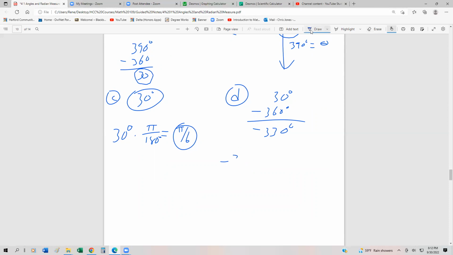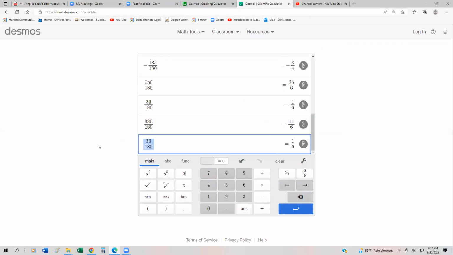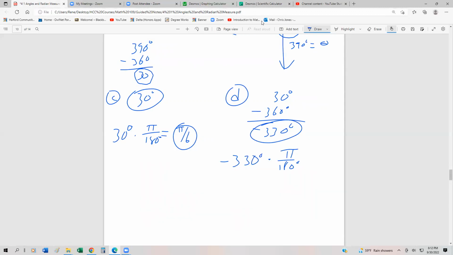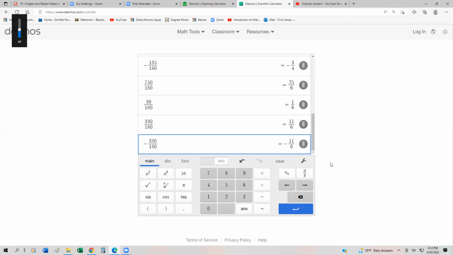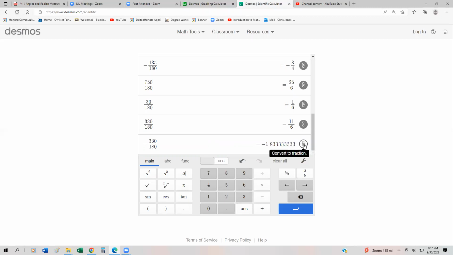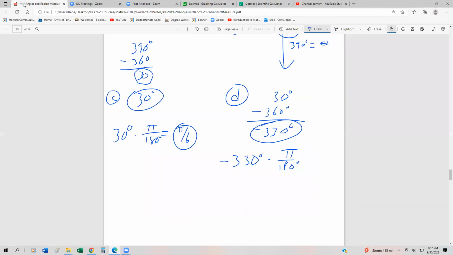And we're going to multiply that by pi over 180 degrees. If we do so, that should be negative 11 pi over 6, but let's make sure. We have negative 330 over 180, and that gives us negative 11 pi over 6. If we want to put it into decimal mode, there you go. So that's going to be our negative 11 pi over 6.